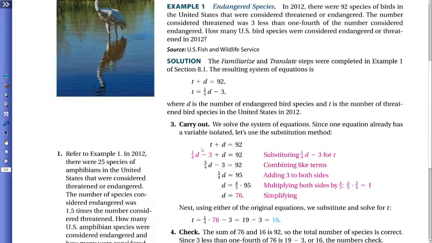Now what they do is use substitution, because one of our equations is solved for t. That's a pretty good indicator that substitution is a good method to try. So they take the first equation, t plus d equals 92, and they replace this t with what t is equal to. So this expression here: 1/4 d minus 3 plus d equals 92.